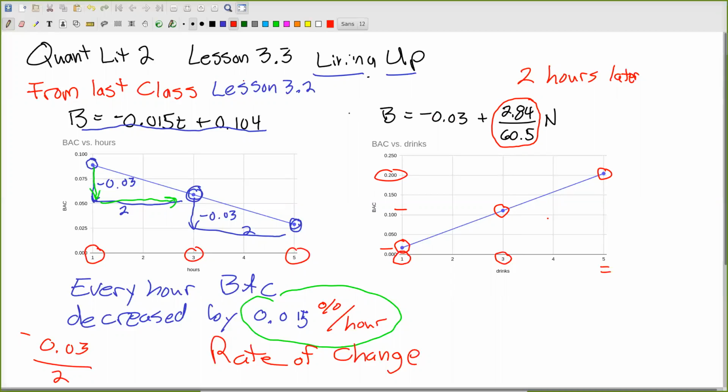Another thing to note why I'm picking on that number is if you look back at the rate of change I calculated in the first case, that is exactly the number that's being multiplied by t. So in some equations, if there's a number multiplied by a variable, that number may be the rate of change that we're looking for. So what I need to do next to analyze this graph a little bit more is to take a look at that 2.84 over 60.5.